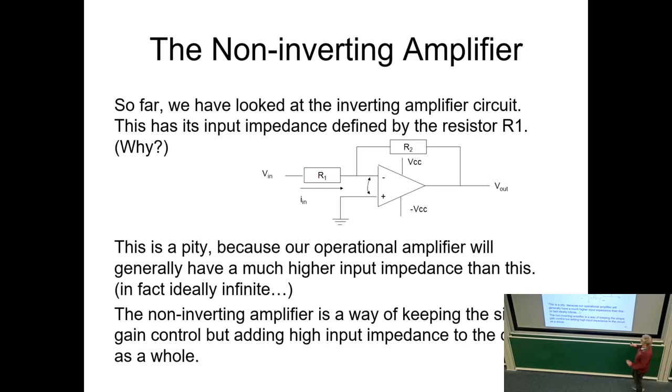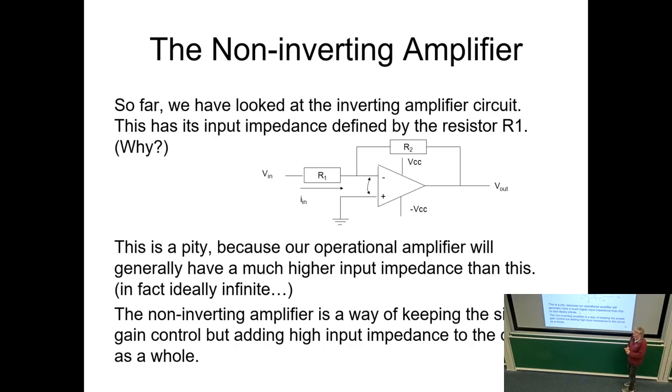So we've lost this feature of our ideal op amp, that it has an infinite input impedance, and we've replaced it with an input impedance equal to R1, which is not infinite. Which means that we can have loading effects if we're not careful. So the non-inverting amplifier is a way of keeping the simple gain control of just two resistors, but also adding the high input impedance to the circuit as a whole.